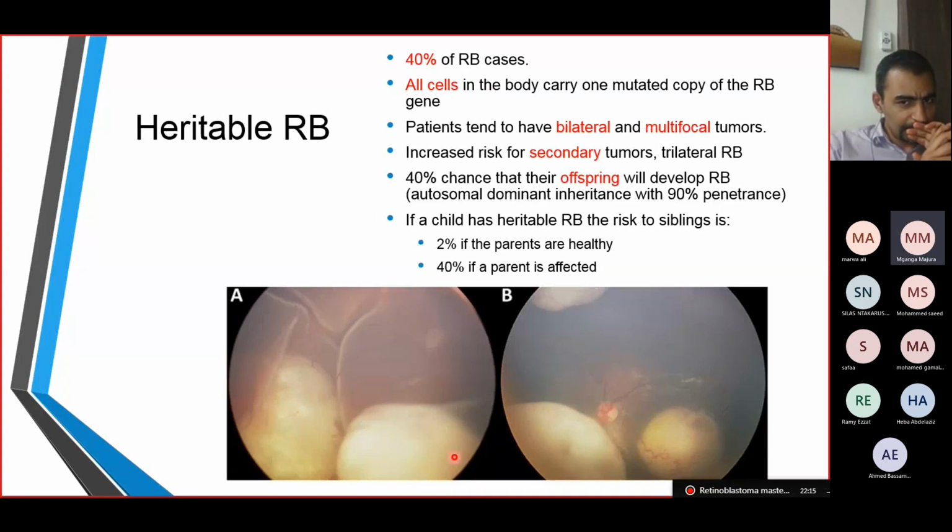Doctor, I wish to understand when you talked about the inheritance. Yes, you say that the first hit is inherited from the parent. Exactly. And the second hit is easily acquired.